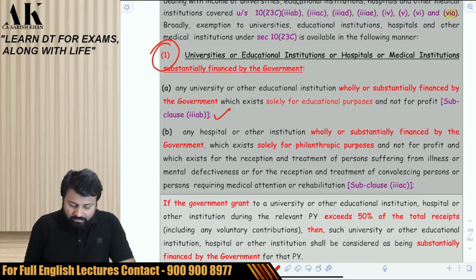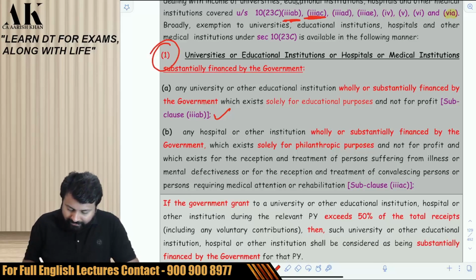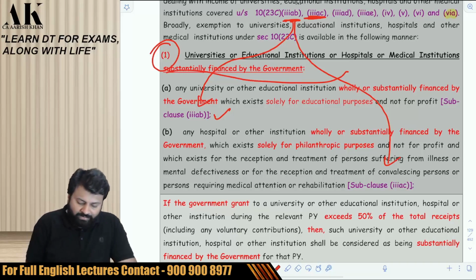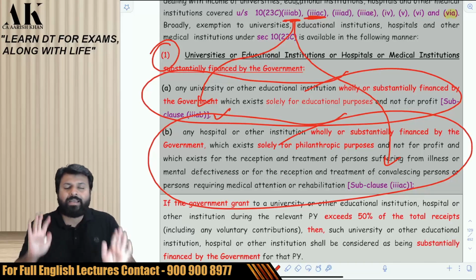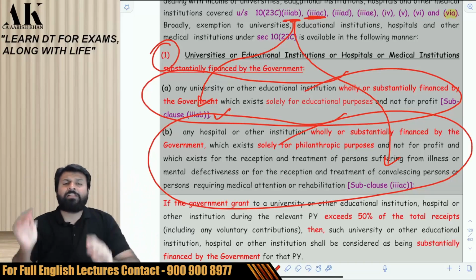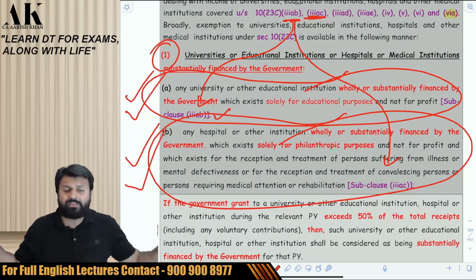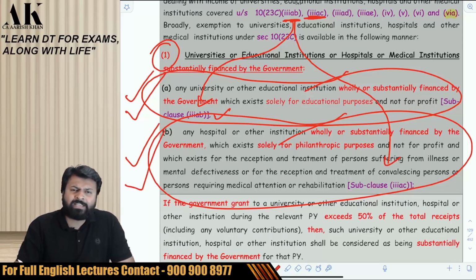10(23C) clause 3AB and clause 3AC. Right? This is 3AB. This is 3AC. You can see. So this first one is for education purpose, and this second one is for health purpose. You can see, and both of them are substantially financed by government. So these are universities and these are hospitals which are substantially financed by government, whose income is fully exempt. Fully exempt under 10(23C). You can see over here. I hope it is clear to all of you.